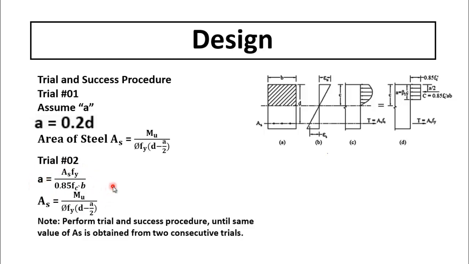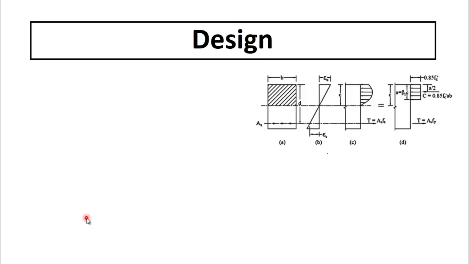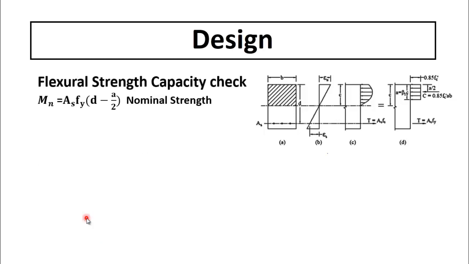Note: perform the trial and success procedure until the same value of AS is obtained from 2 consecutive trials. This procedure will be continued till the same value is obtained from 2 consecutive trials. For flexural design of a beam, generally it takes 2 to 3 trials. Now we will check for flexural strength capacity. Determine the nominal strength of the beam by using this equation.